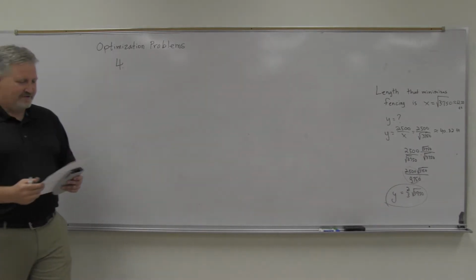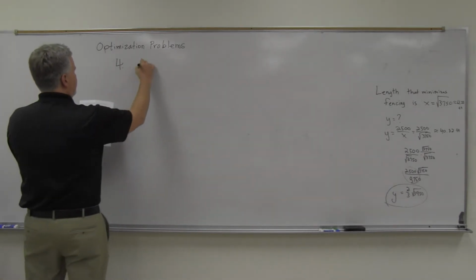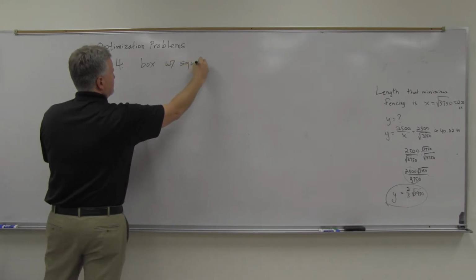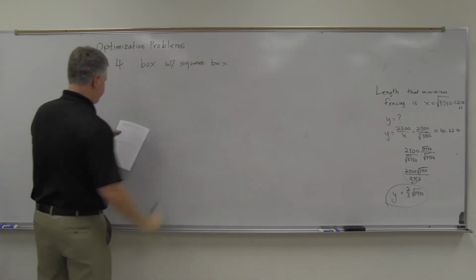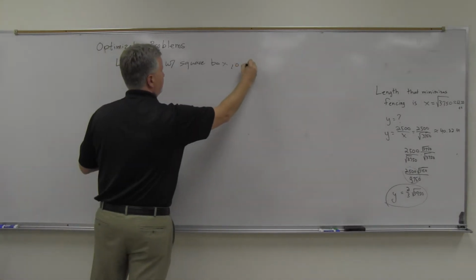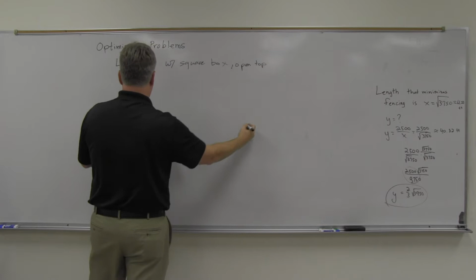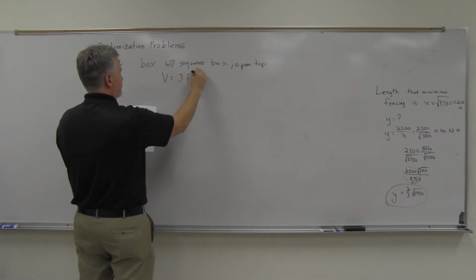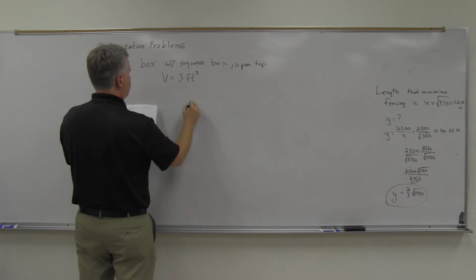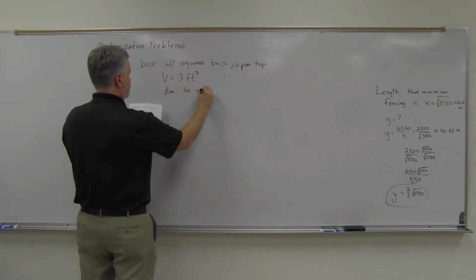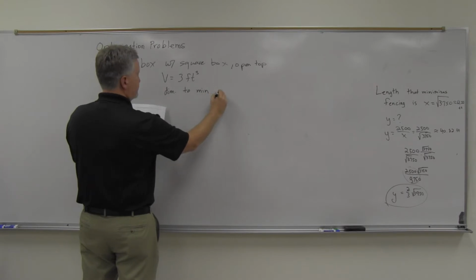So number 4, we've got a box with a square base, number 4 in the handout here, and an open top. Its volume is 3 feet cubed. Find the dimensions that will minimize the amount of material used.